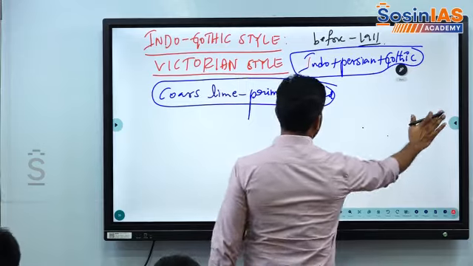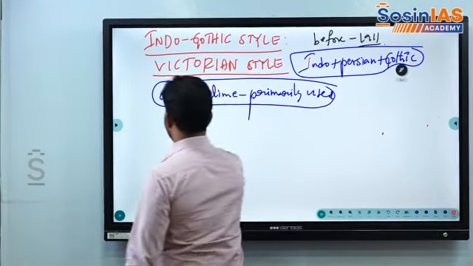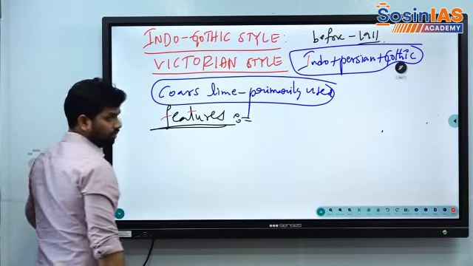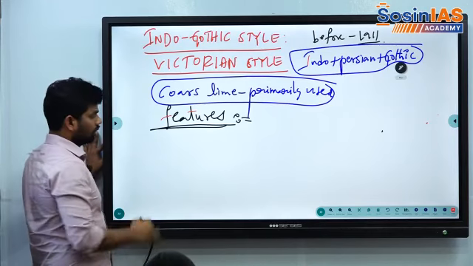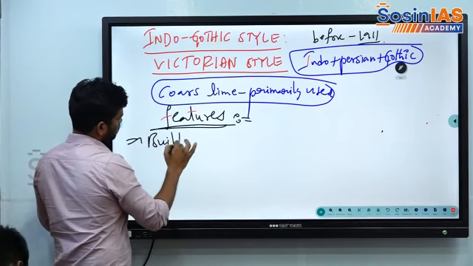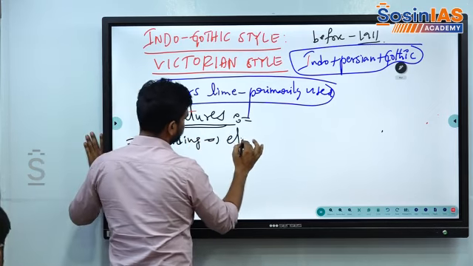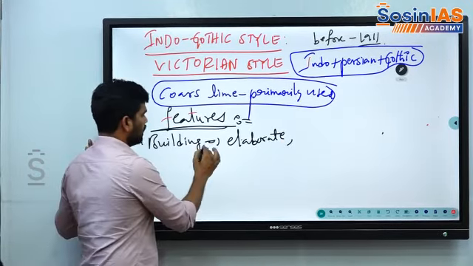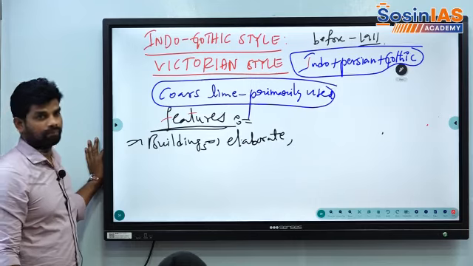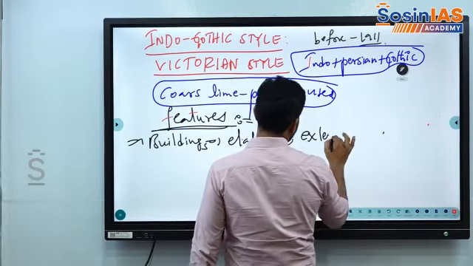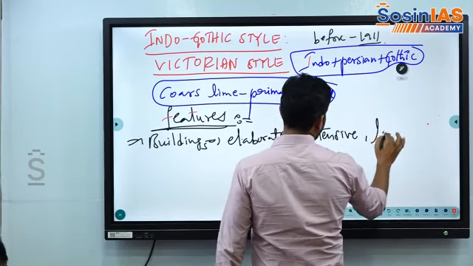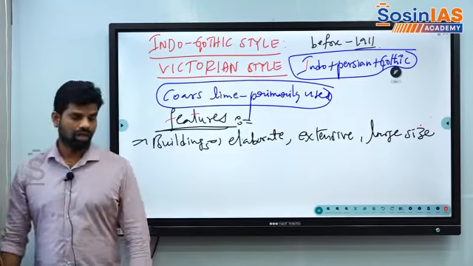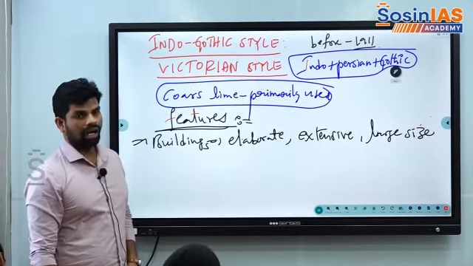And what are the architectural features? Let's talk about the features of this style. First thing is, the buildings are elaborate, extensive, and large size buildings.